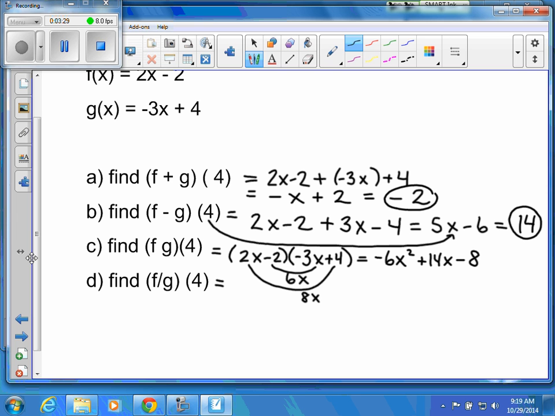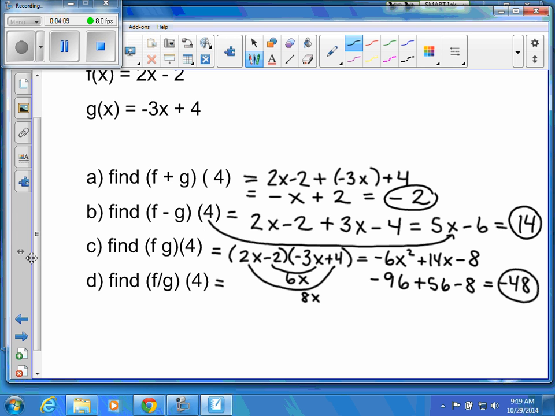Okay, now that that is done, you need to plug 4 into the problem. So when you plug 4 into the problem, 4 squared is 16, and 16 times a negative 6 is a negative 96, plus 14 times 4 is 56, minus 8, which gives you a negative 48.